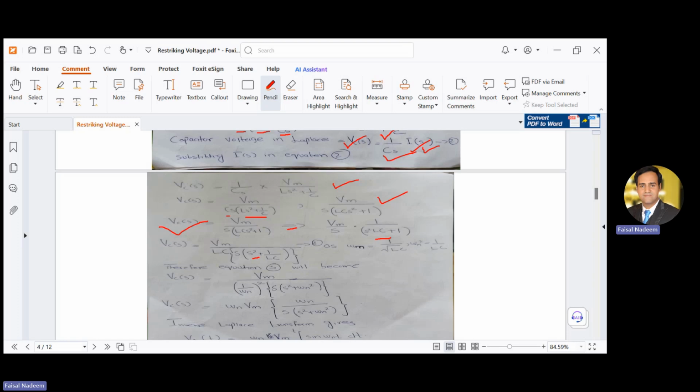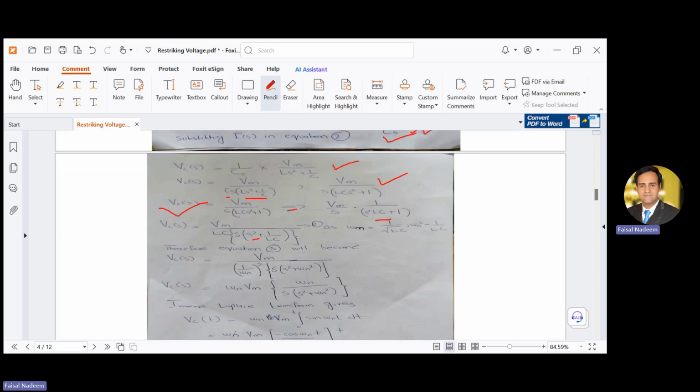And we know that omega n is equal to 1 over under root LC. So omega n square is equal to 1 over LC. So we can replace this 1 over LC with omega n square.